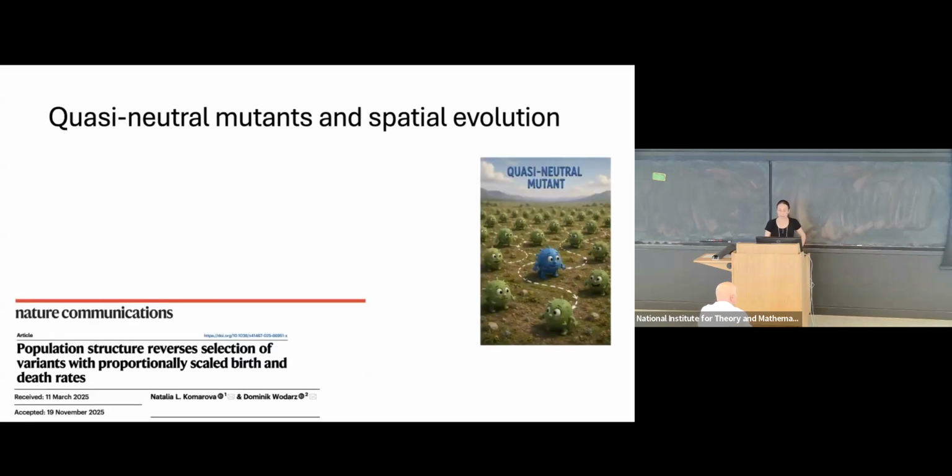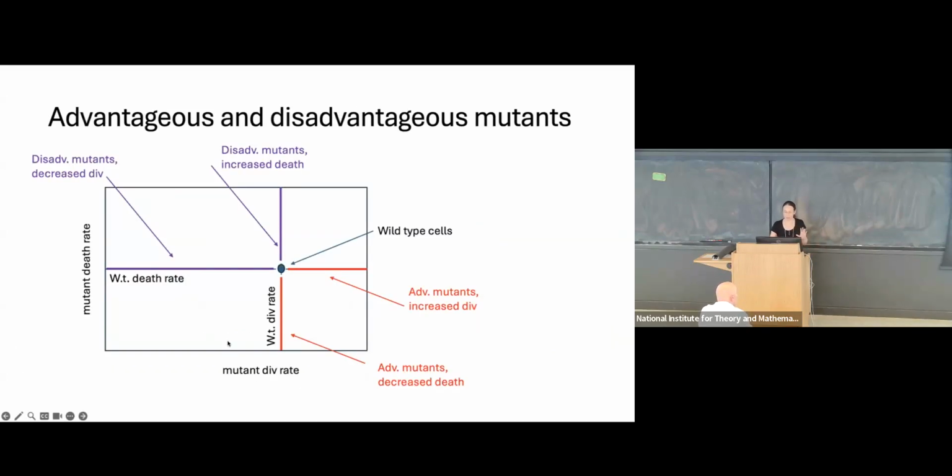I'm down to my last topic, which is quasi-neutral mutants. I'll tell you what that is. And actually, this goes beyond quasi-neutral mutants. So let's talk about different types of mutants. We already talked about disadvantageous and advantageous. Here, we can map it out like this.